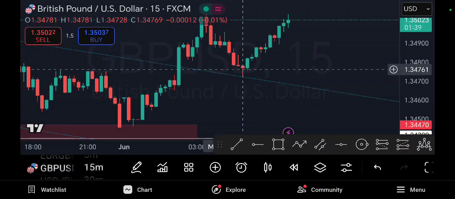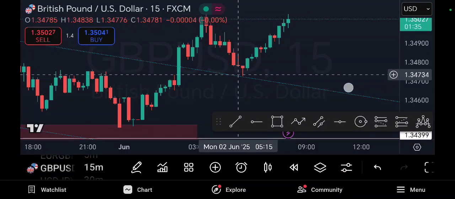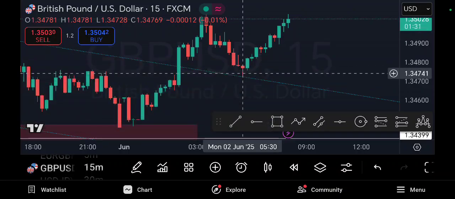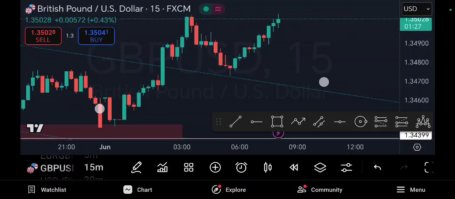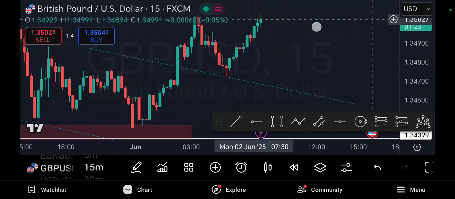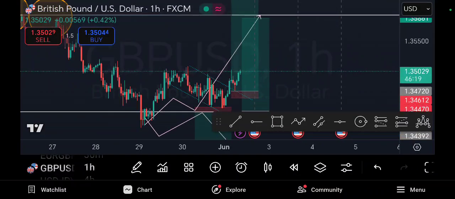Let me just check when this happened. You see, this pin bar here happened at 5:30. And if you caught it from there, it could have been floating nicely. That's your 15 minutes on GBP USD. And then on to the next one.